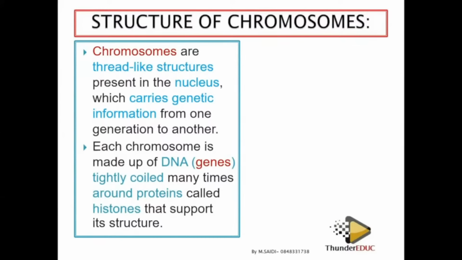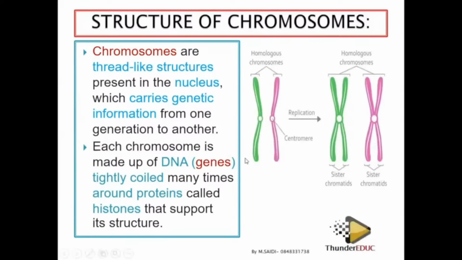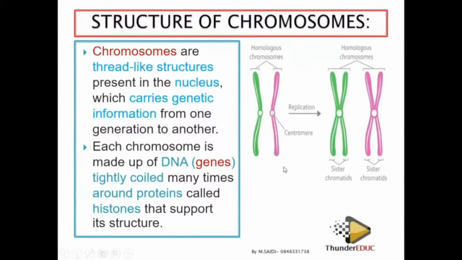So the support, we call them histones. So these are the support which make the DNA strand to stand or to be where it is, so that the chromosome can be formed when this DNA condenses. All right, this is the structure of a chromosome.